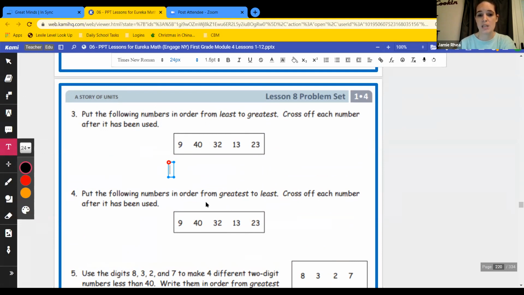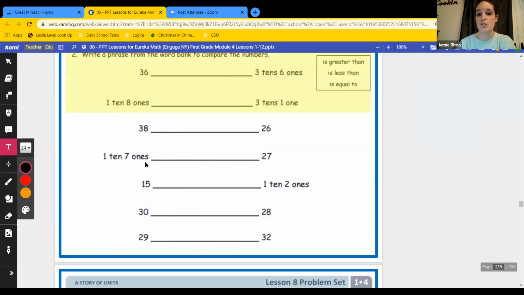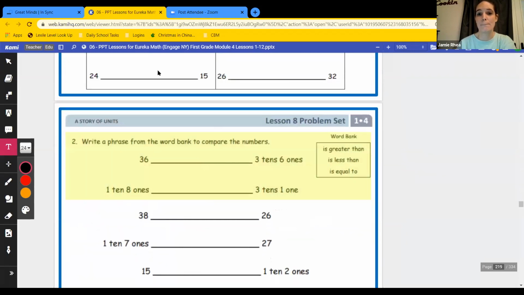You're going to do the same thing with number 4, except for this one's going to be from greatest to least. So be careful, okay? Don't forget to do your exit ticket. Once you do your exit ticket and you complete all of number 1, the first 2 on number 2, and 3 and 4, and your exit ticket, then you can turn it back into me and we'll be all done for today.